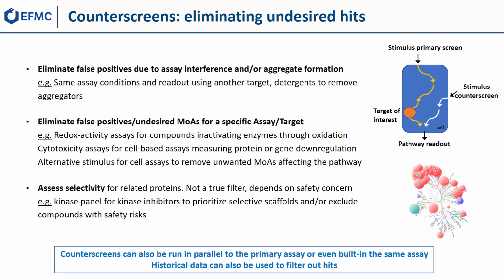Finally, it's worth mentioning that counterscreens can also be run in parallel to the primary assay or even built into the same assay. The prime example is cytotoxicity. You can build a cytotoxicity readout within your primary assay. You can also use historical data to filter out hits. So, for example, you're working on a cysteine protease. If you've run a screen on another cysteine protease in recent years, you can use the hit list to filter out compounds which were active on both, if this is not desired.